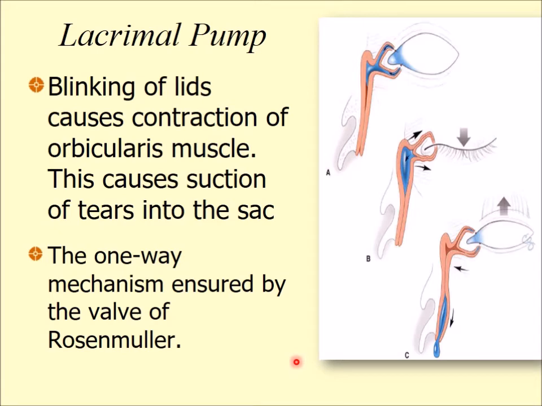How does the nasolacrimal duct drain the tears? Various theories have been given, but the most accepted theory is that blinking of the lids causes contraction of the orbicularis muscle, and this causes suction of the tears into the sac. And the one-way mechanism is ensured by the valve of Rosenmuller.